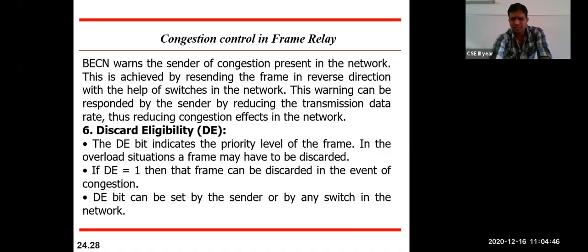Then the last one, I think 6 is the last, yeah. Discard eligibility. A frame can be discarded or cannot be discarded. If DE is equal to 1, that frame has the least priority and high probability to get discarded. If DE is not set, which means that frame need not be discarded, cannot be discarded.